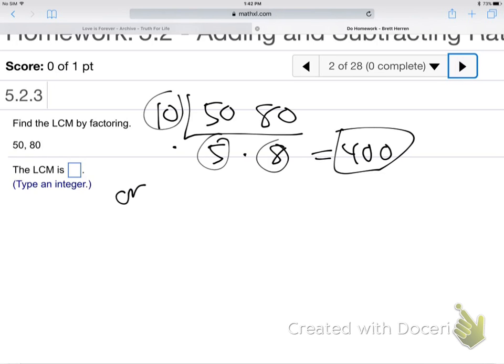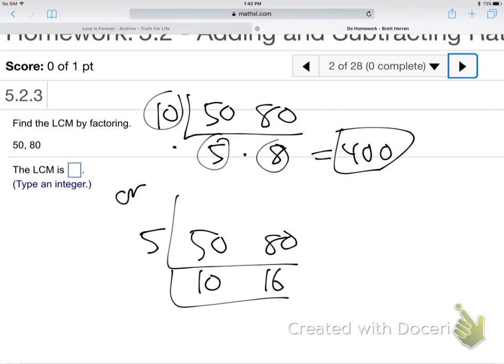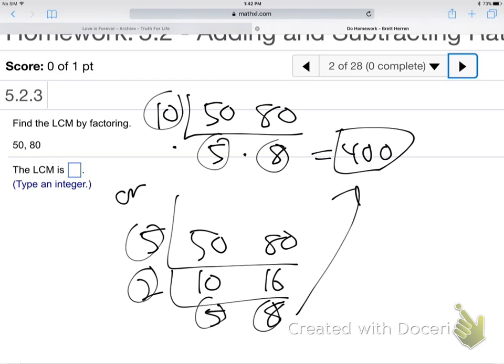You could have done it more slowly. You could have done 5 in there, getting 10 and 16, and then did 2, which gives 5 and 8. Same thing. You multiply these together, you're going to get the same thing. It doesn't matter how you do it, you'll get the same answer, 400. We good? Any questions? So 400 is the lowest number these guys both go evenly into. That's what that means.